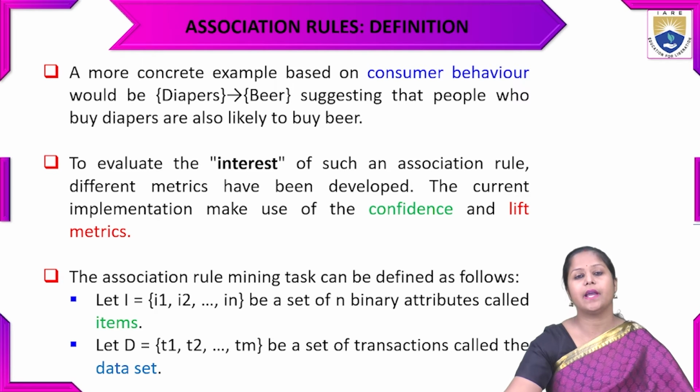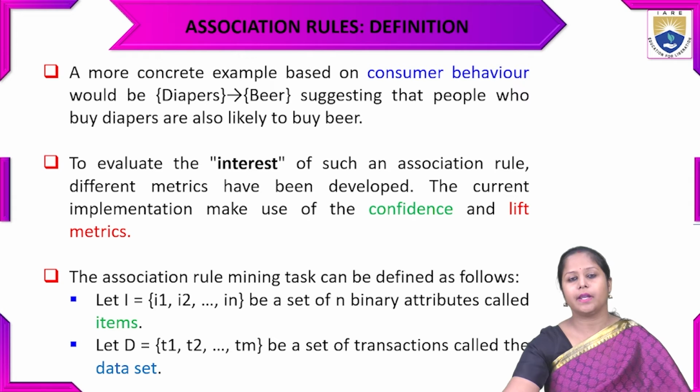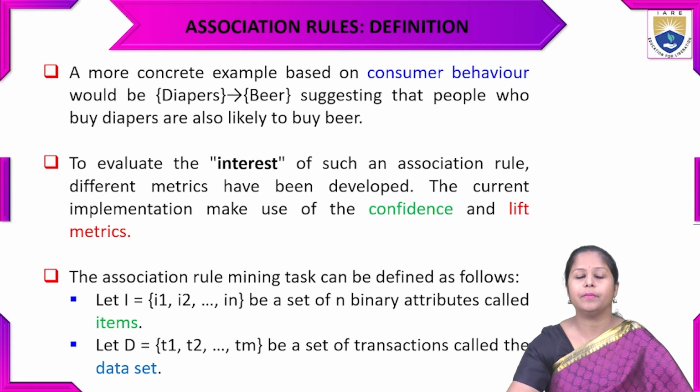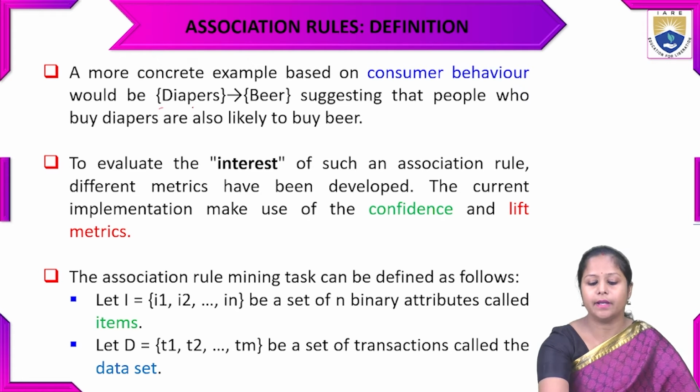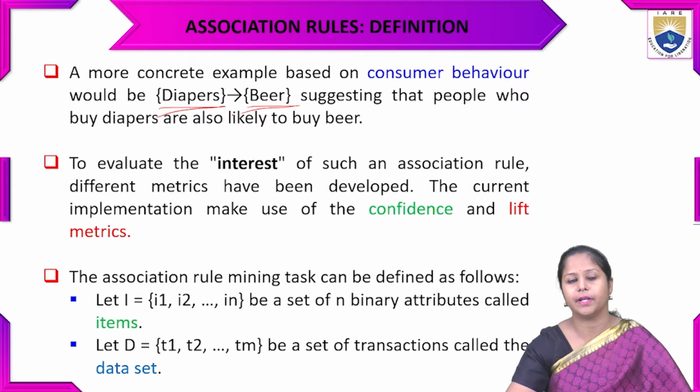The person who has a baby cannot go to the bar or go outside, but he can purchase beer and drink at home. So there is a relationship: the person who buys a diaper is most likely going to purchase beer for himself.